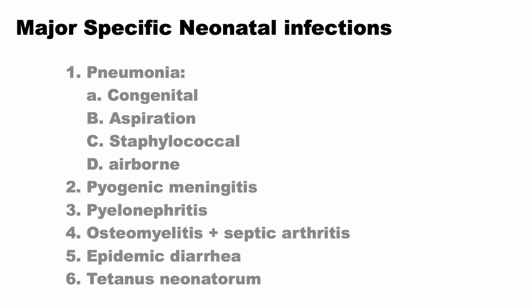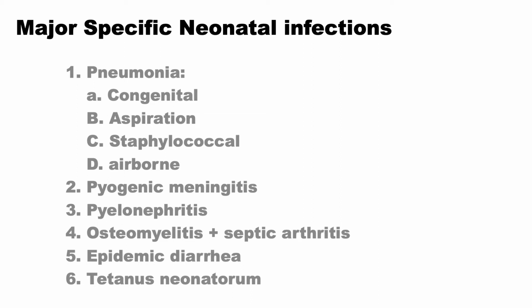Then what are the major specific neonatal infections? We have pneumonia, which could be congenital pneumonia from the birth, acquired from the mother, or aspiration pneumonia by blood, by meconium, by milk, which is very dangerous, especially the milk. Staph aureus can cause serious pneumonia, which needs longer treatment and is associated with significant mortality.